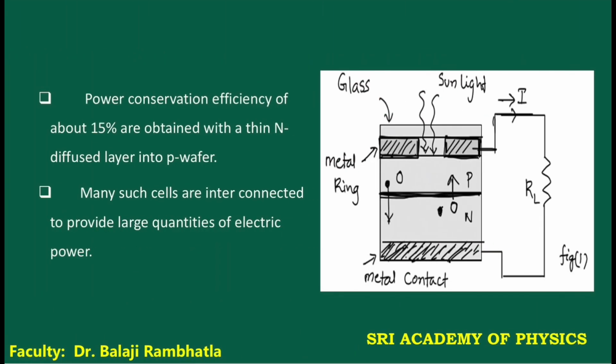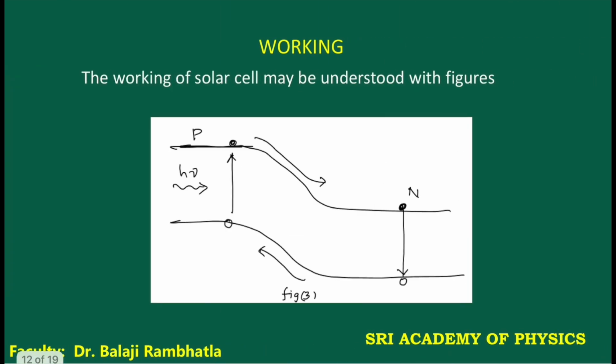Next, the efficiency of the solar cell is around 15%. Many such solar cells are interconnected to provide a large quantity of electric power. If a number of such solar cells are interconnected, it will produce large quantities of solar power.